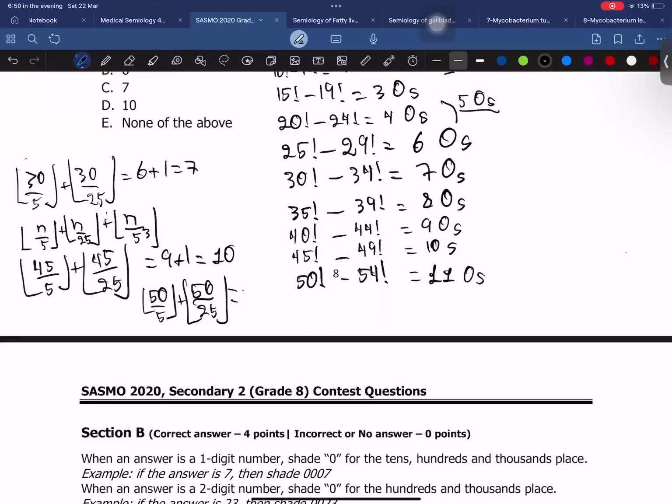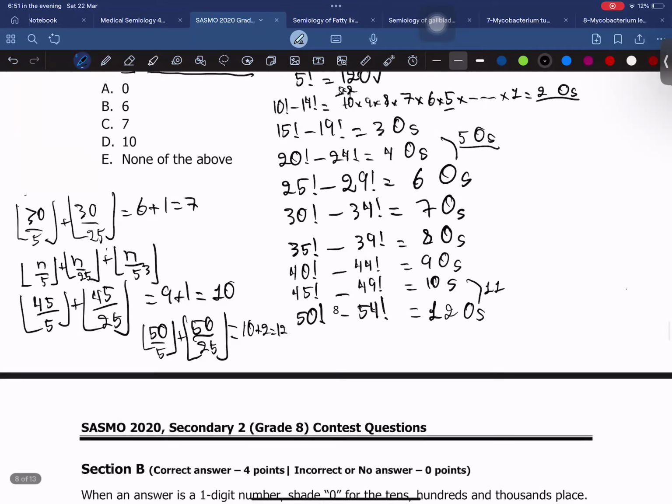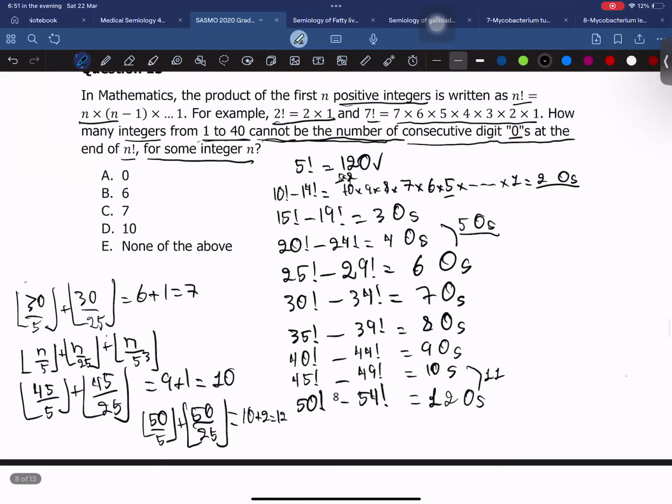In here we have 10 plus 2, which is equal to 12. So it is 12 zeros. We lost the 11, so the number 11 is one of our answers.